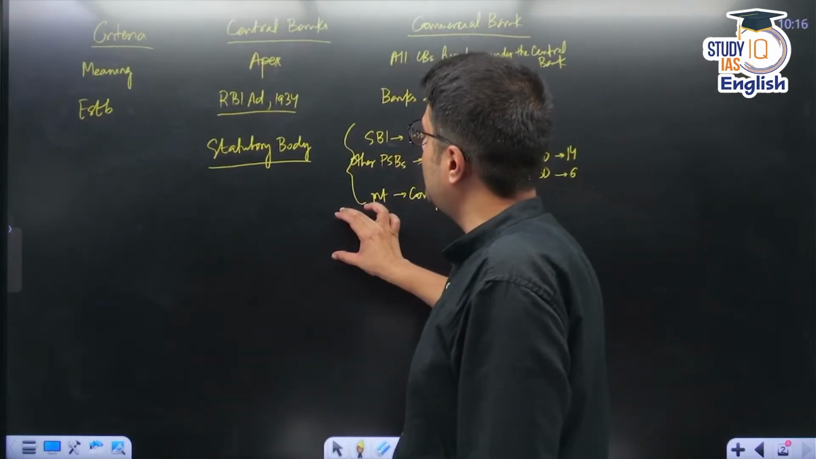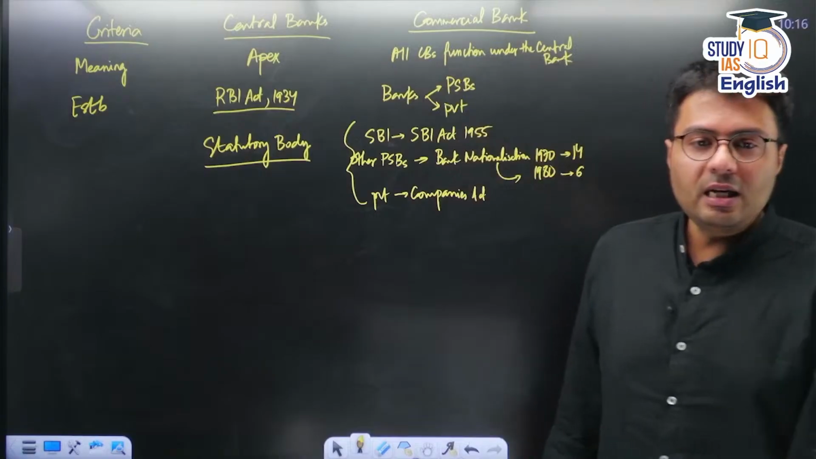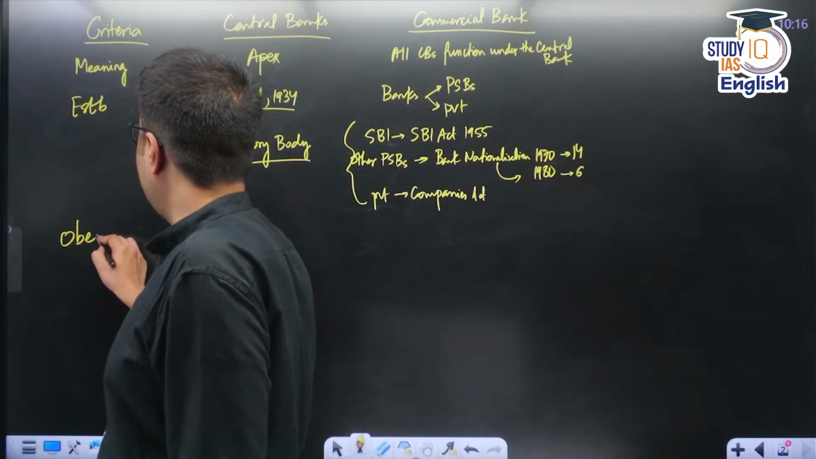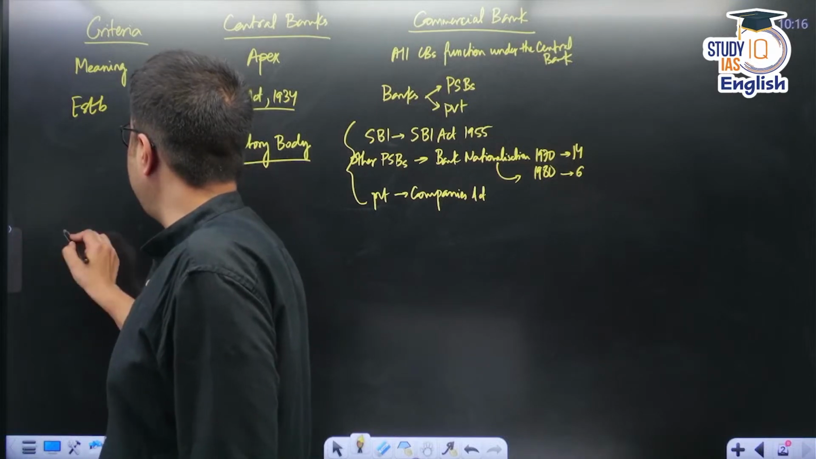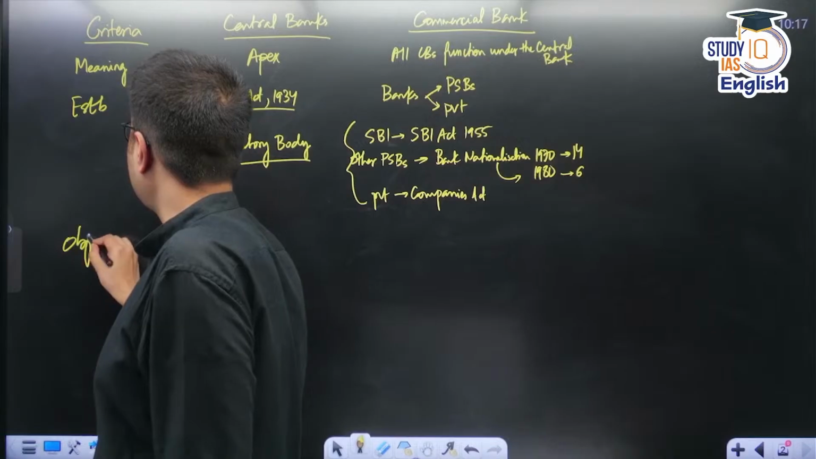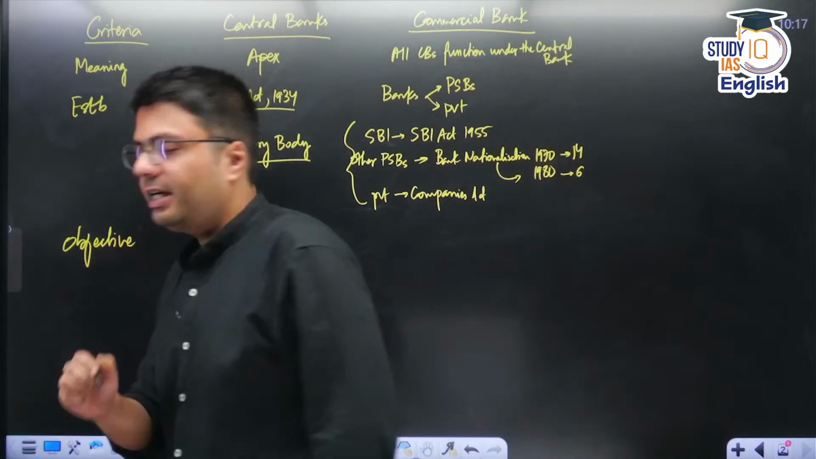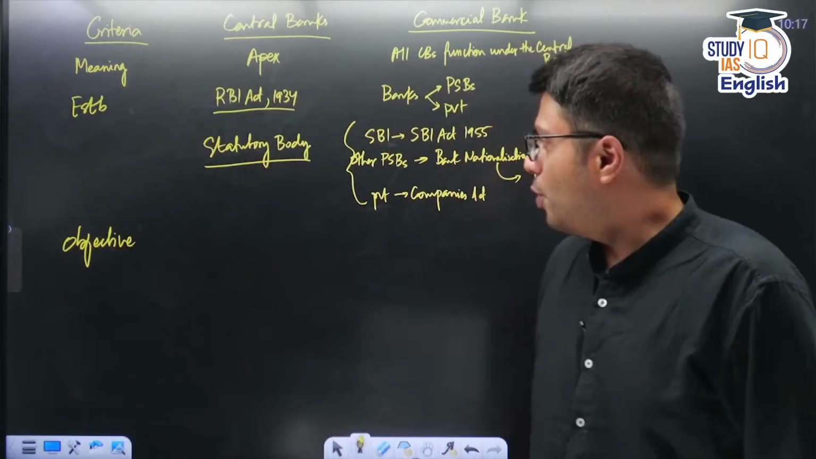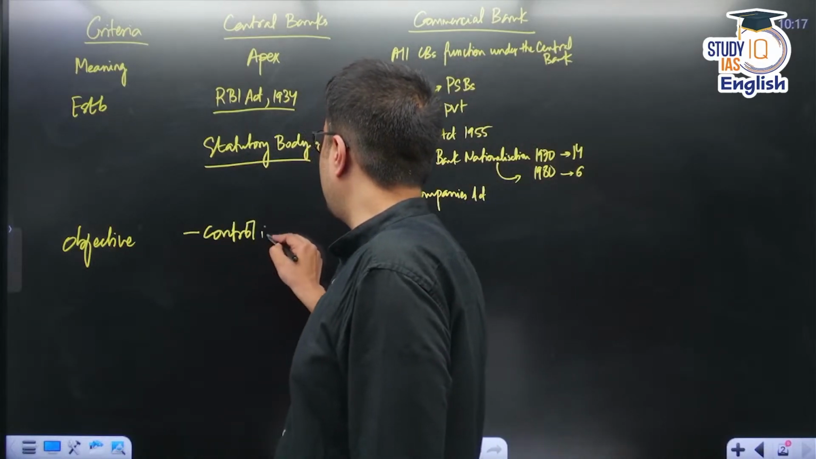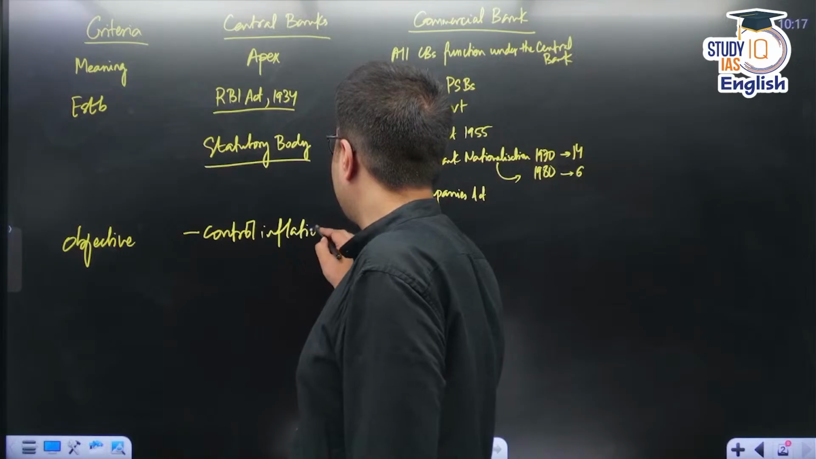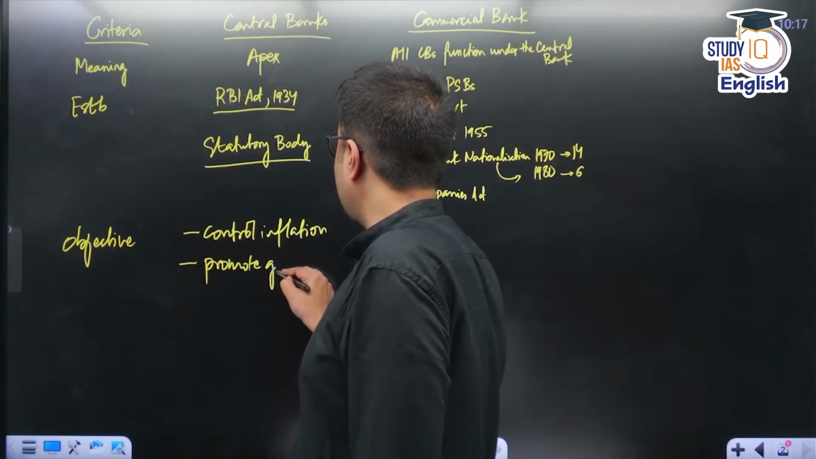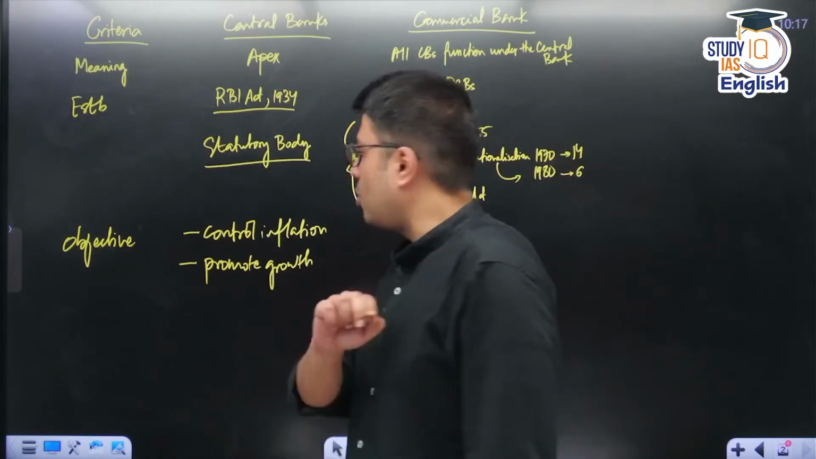What are the other differences? Let us find out. Another criterion based on which we can differentiate these two banks is the objective these institutions want to fulfill, right? Now, what is the objective of the Central Bank of India? Any idea? First of all, RBI has a dual objective. Its primary objective is to control inflation in India, and its secondary objective is to promote growth in India's economy.